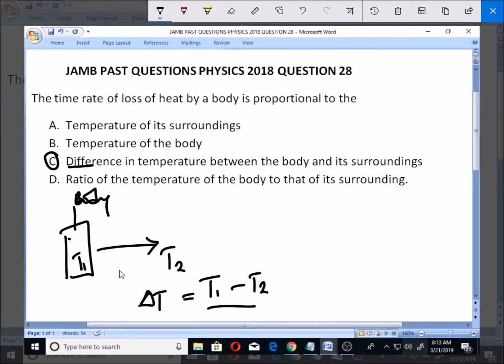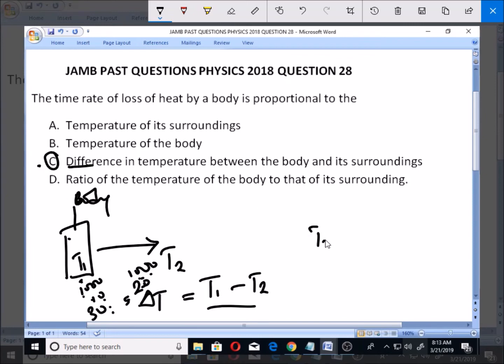It is not just the temperature of the body. If the temperature of the body is 1000 and the temperature of the surrounding is 1000, there will be no loss of heat because there is no temperature gradient. So if you have 1000 here and 1000 here, there will be no loss. Movement only occurs when there is a temperature gradient. If the temperature here is 10 and this one is 20, there will be movement. If it is 30 here and this one is 5, there will be movement. So there has to be a difference in temperature, and that is what C is all about.